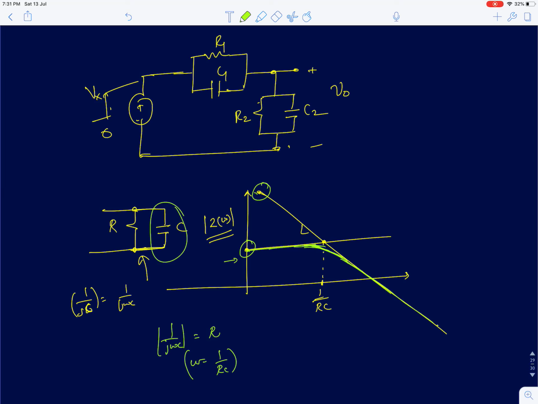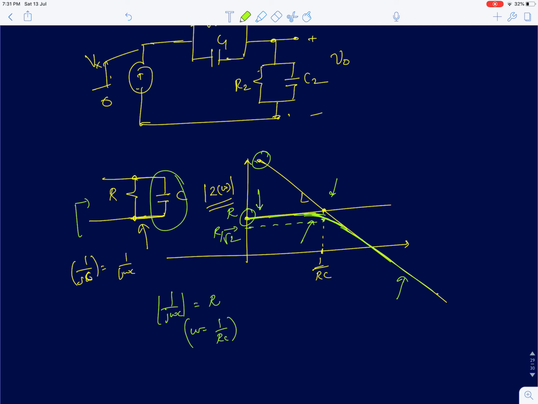So this will be the Bode plot for the impedance. It's shown in green here. At 1 by RC, the value at DC of this impedance is simply R, because the capacitor is an open circuit. The value at 1 by RC will be R by root 2. So that will be the impedance of a parallel RC circuit. For very high frequencies, it will behave like a pure capacitor. For very low frequencies, it will behave like a pure resistor.